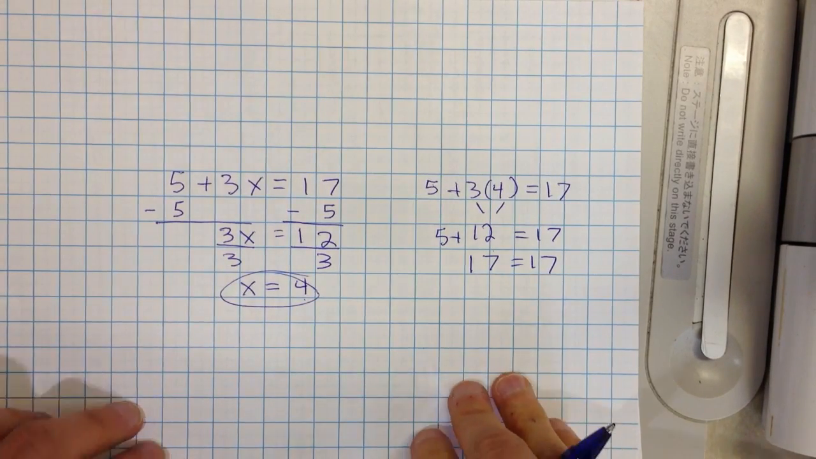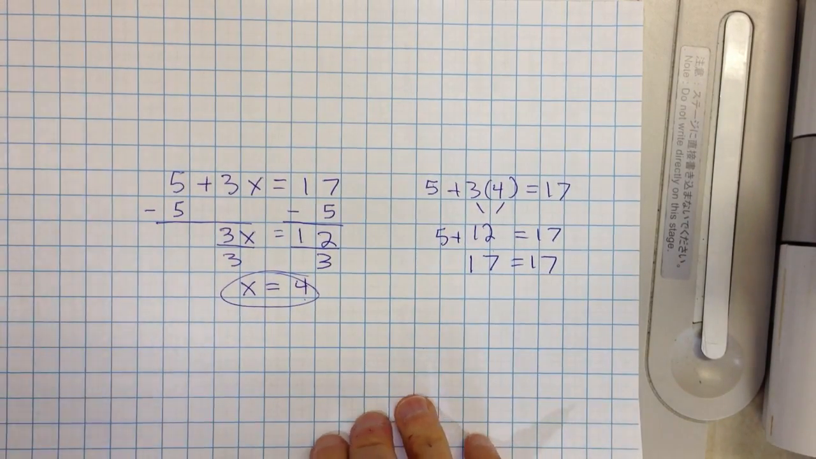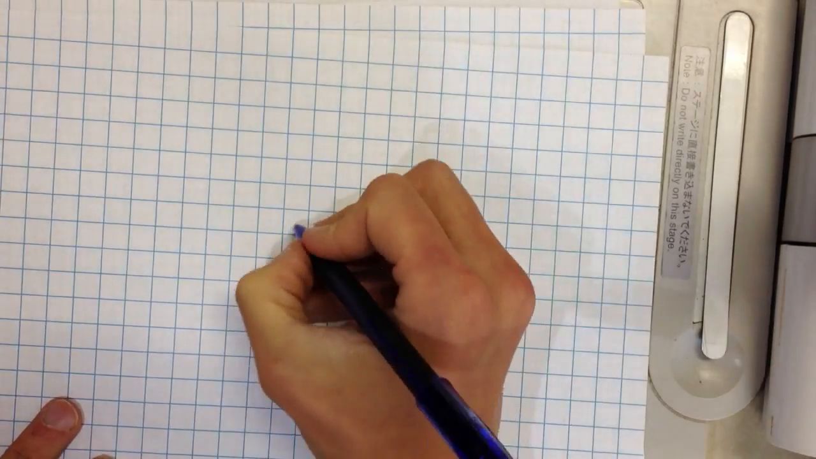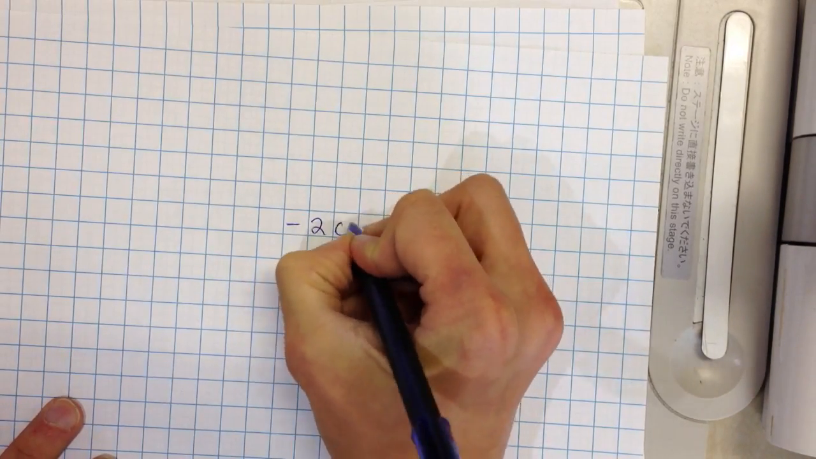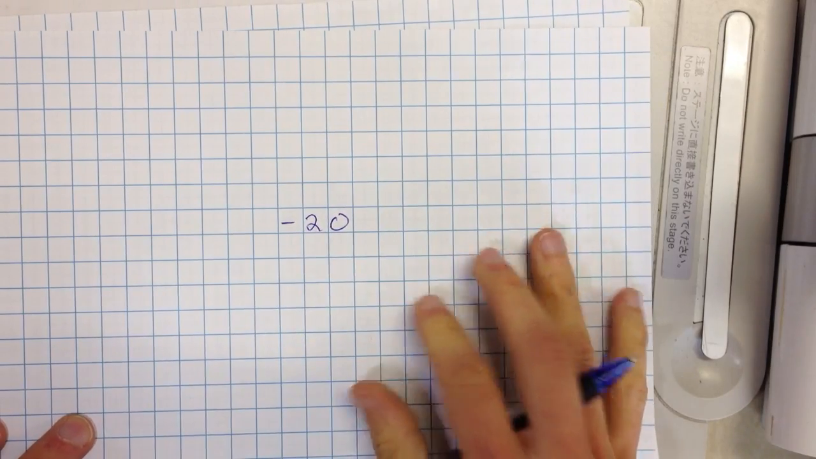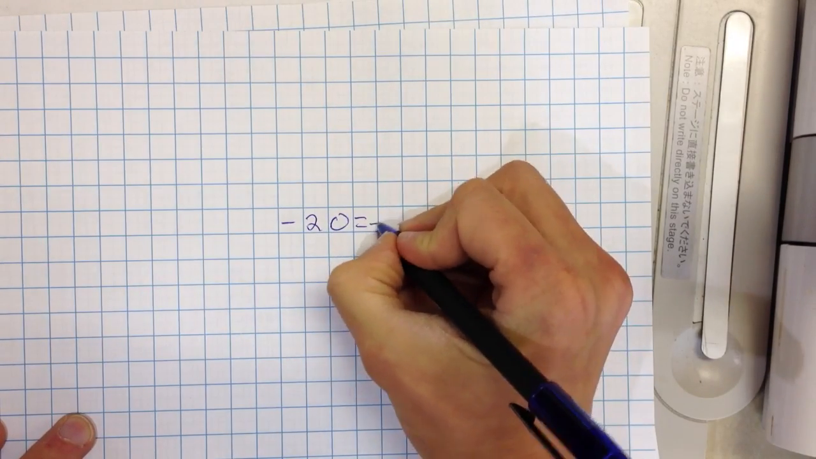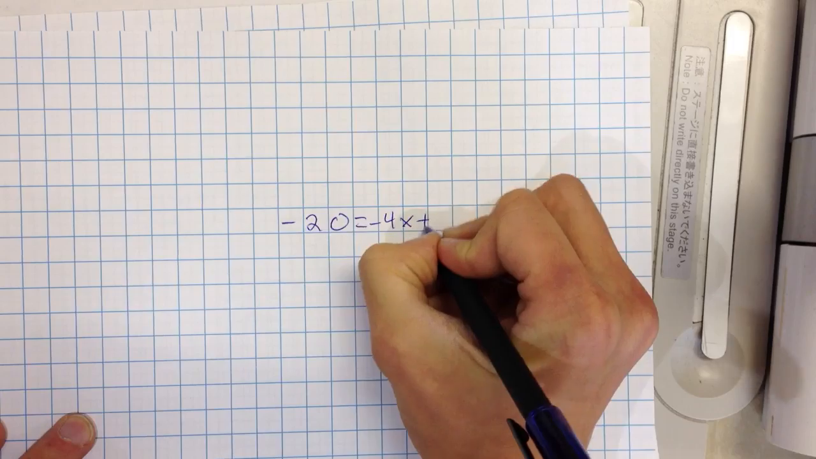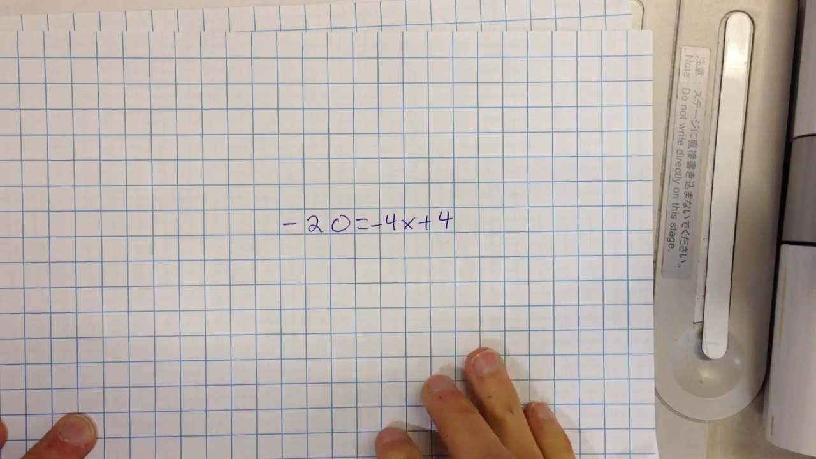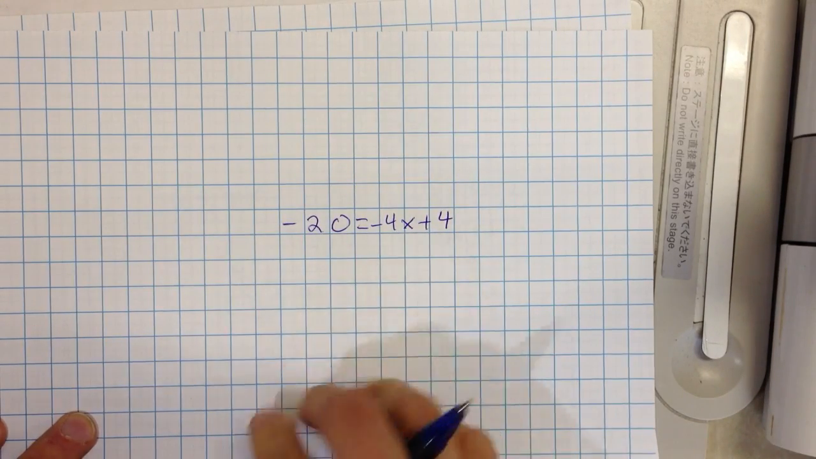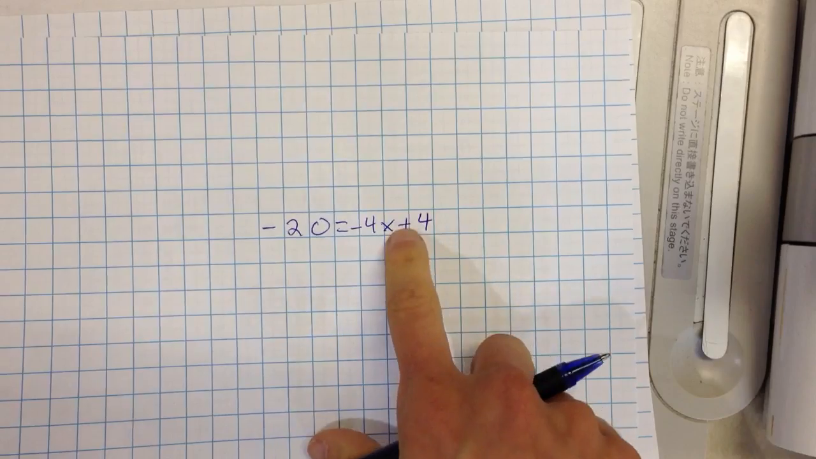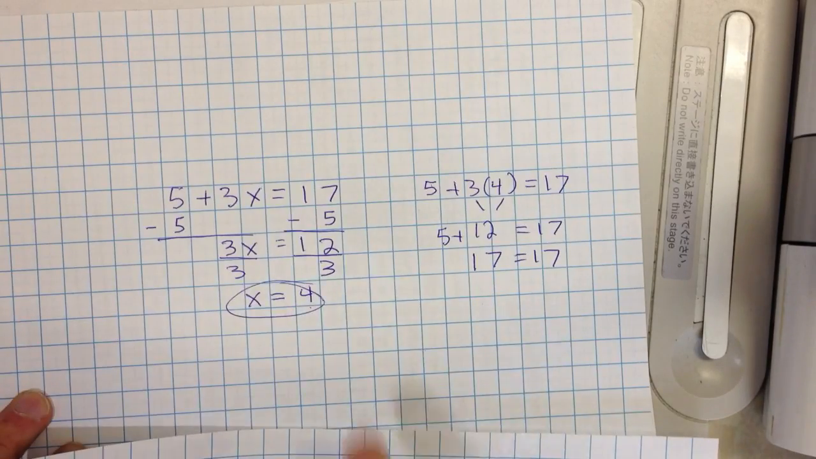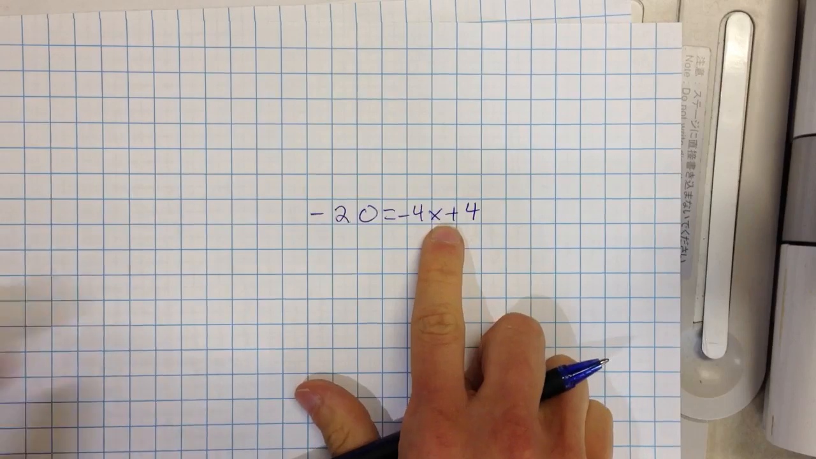Okay, I'm going to show another example. Now let's say we had negative 20, so we'll put a negative number in here, and that equals negative 4x plus 4. Now you'll see this time I still want to look for the variable, and this time my variable's on the right side of the equation. Last time it was on the left, okay, but this time it's on the right, so I'm going to look at that right side first.